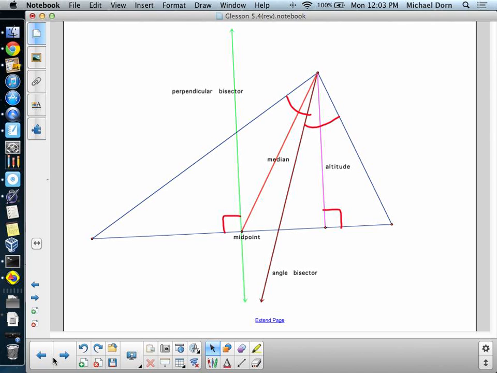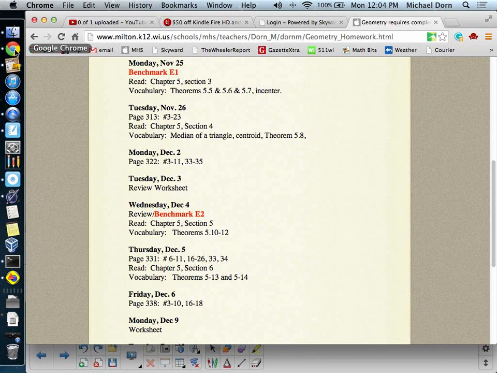And tomorrow we're reviewing already, and we're taking our second benchmark for this unit on Wednesday. So time's a wasting. We're moving right along. Your assignment is pretty short. 3 through 11 and 33 through 35. It's a pretty short assignment. Very doable. Tomorrow we'll have a review sheet, and Wednesday's already a benchmark.